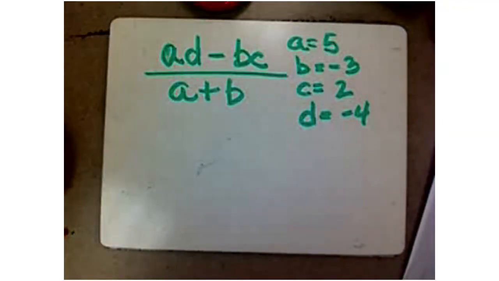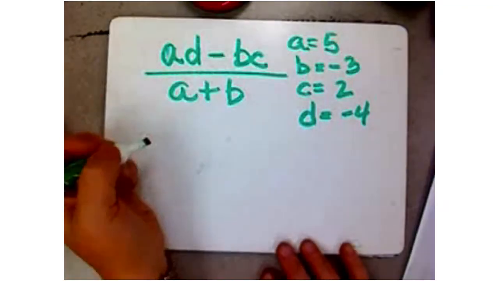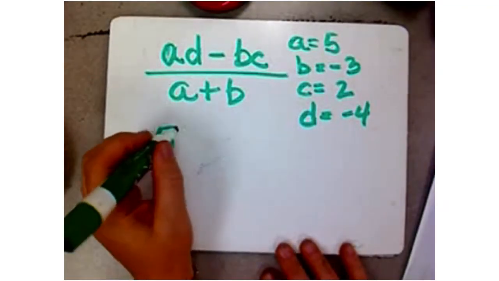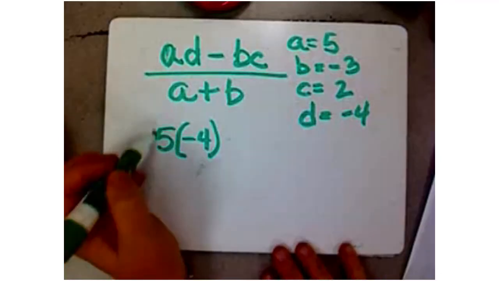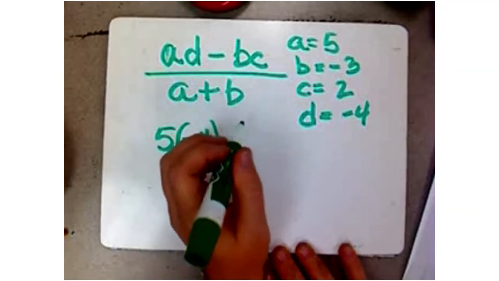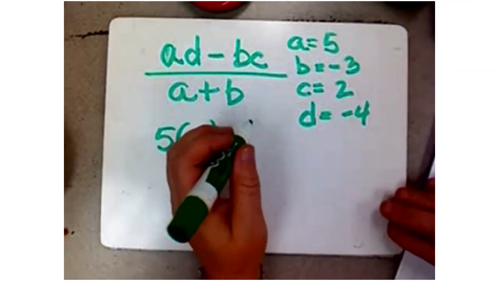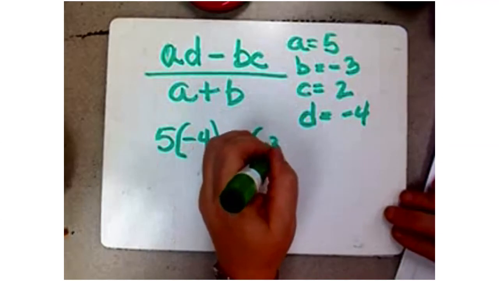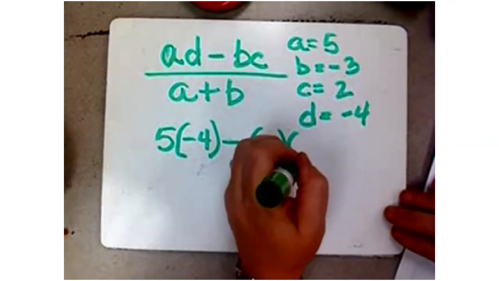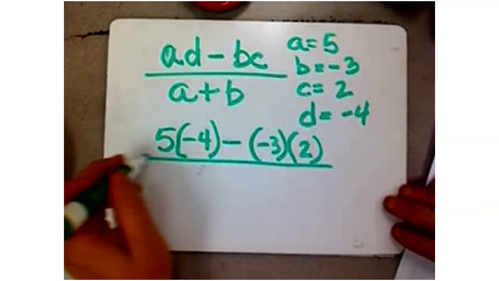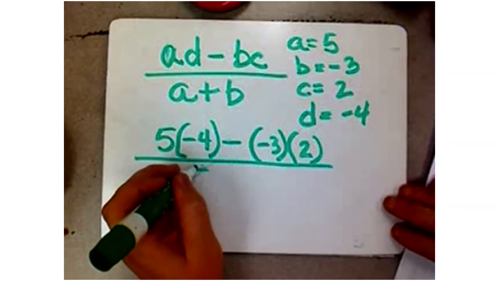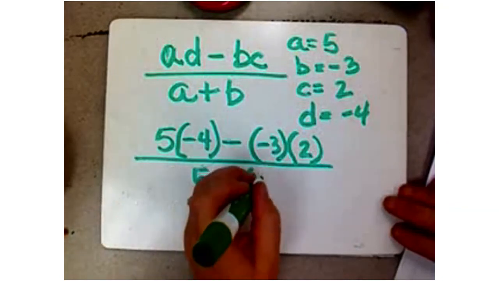So you're going to substitute in each value of the corresponding variable. So the A is going to get a 5. Everywhere there's an A is going to be a 5. So we have 5 times, I'm using a paren to show times, negative 4, because that's our D, so that would be AD, minus, I'm going to put it in parens to be careful, negative 3, close paren, open paren 2, close paren. Notice how I'm showing the multiplication of BC, all over A plus B, so that would be 5 plus a negative 3.